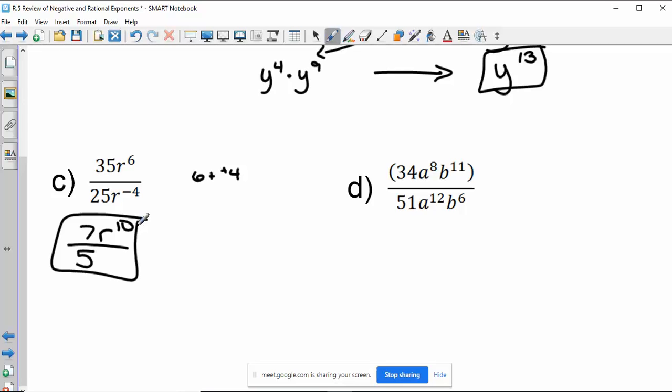Right, D. 34/51. We need to reduce that. If you need to, you can use your calculator. Remember, there is one on the Chromebook. We need that. What can I divide those by? Tell me what that fraction is in lowest terms.